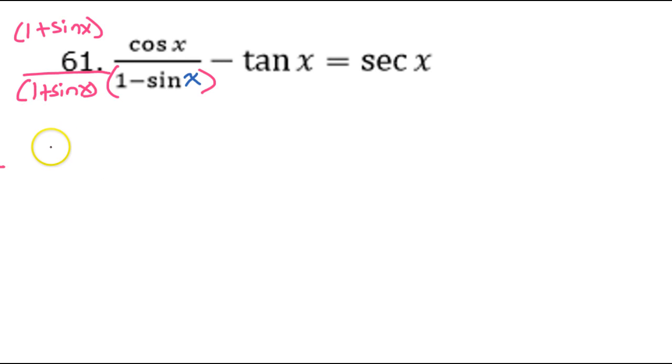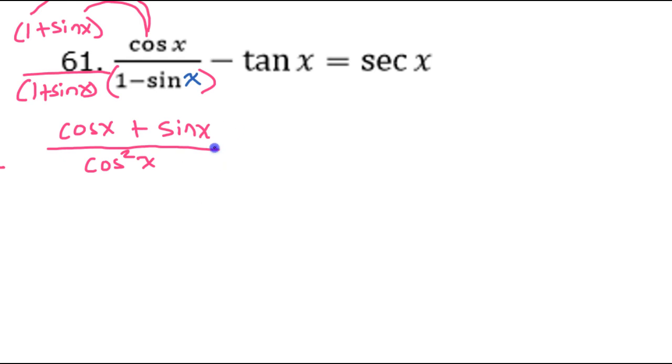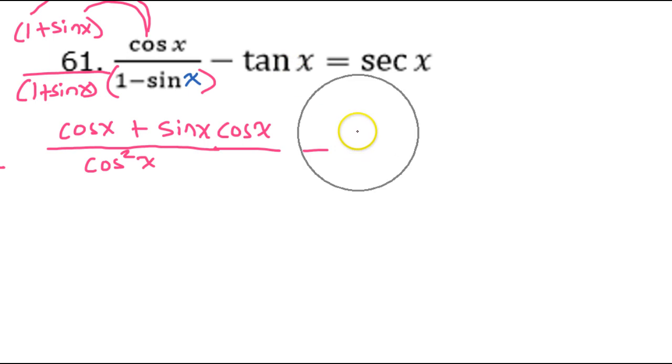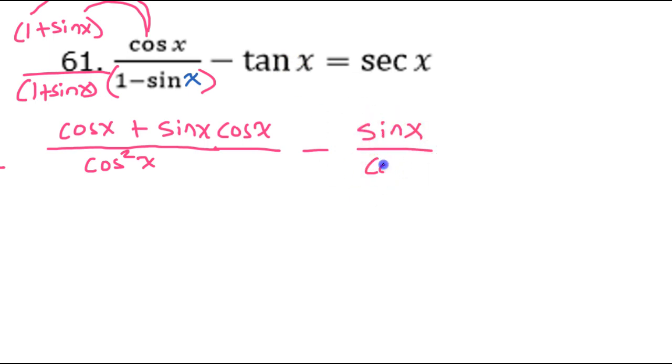So this is going to turn out to be, in the denominator here, I have cosine squared. In the numerator, I need to do a distributive property here. So that's going to give me cosine x plus sine x cosine x. Okay, and in the meantime, I still have this minus tangent, which I will go ahead and write as sine x over cosine x. So I definitely want to put these together and see what happens, but to do that I need like denominators. So that's why I'm going to multiply by cosine over cosine to make cosine squared the like denominator. So I will multiply by cosine over cosine.